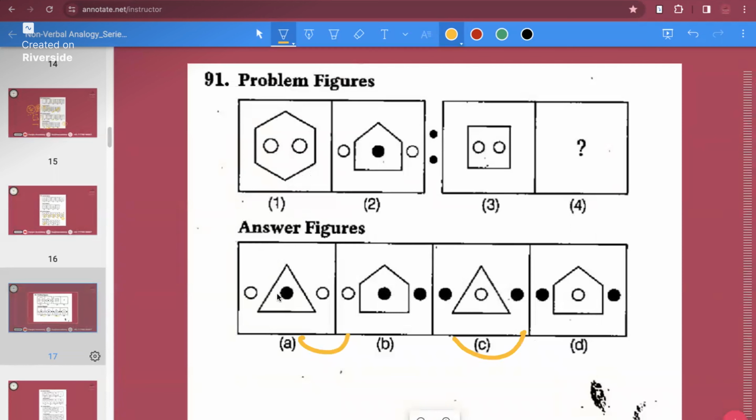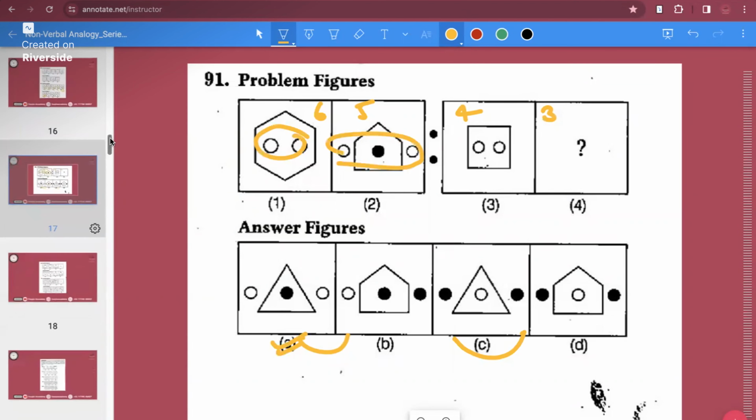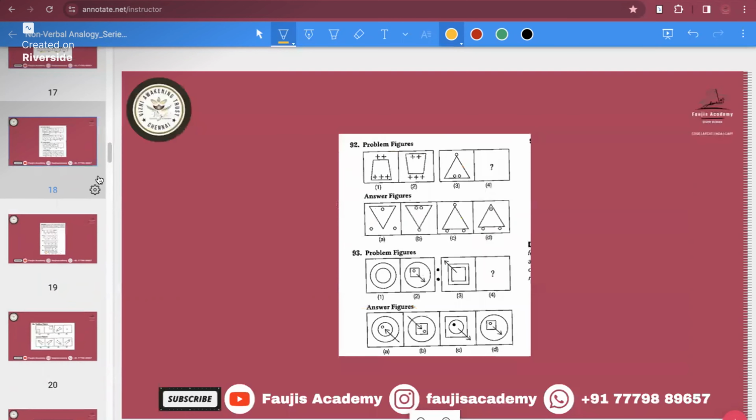Easy one. A, guys. Outside 6, outside 5: hexagon, pentagon, square, triangle, right? Inside it's this one, then inside it will become like this. A, cool. Yes, sir. Let's discuss the tough ones like the ones we discussed before.